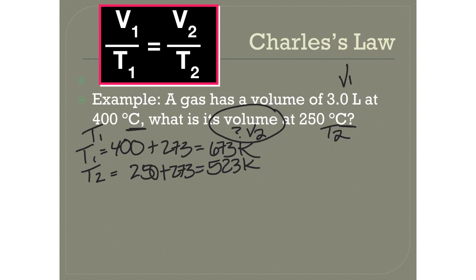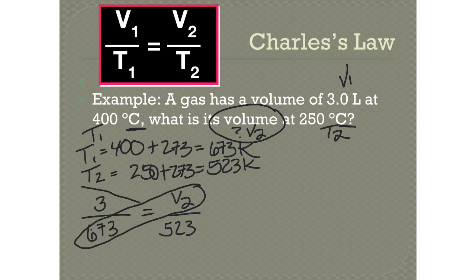Now, again, it's a matter of plugging them into the equation like it's lined up there. So V1 is 3, and I'm just going to leave the units off just to make this a little cleaner when we look at it. T1 is going to be 673, equal to V2, which is our X. That's what we don't have. And you could either use a V2 or an X there. And then our T2 is 523. Whenever you have a fraction equal to a fraction, you can solve this using cross multiply, because V2 times 673 is equal to 3 times 523.